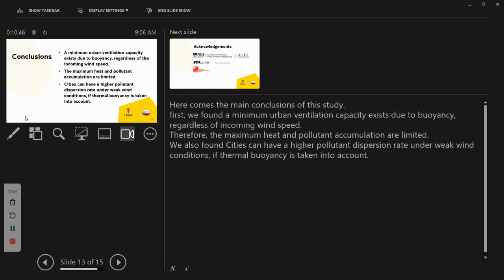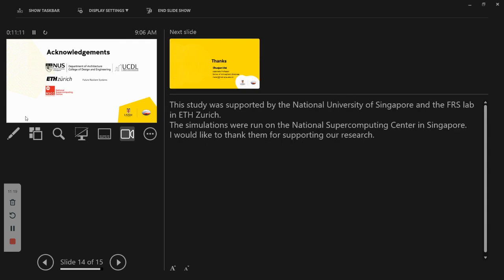Okay, here comes the main conclusion of this study. First, we found a minimum urban ventilation capacity due to the buoyancy, regardless of the incoming wind speed. Therefore, the maximum heat and pollutant accumulation are limited. We also found cities can have a higher pollutant dispersion range under weak wind conditions if the thermal buoyancy is taken into account.